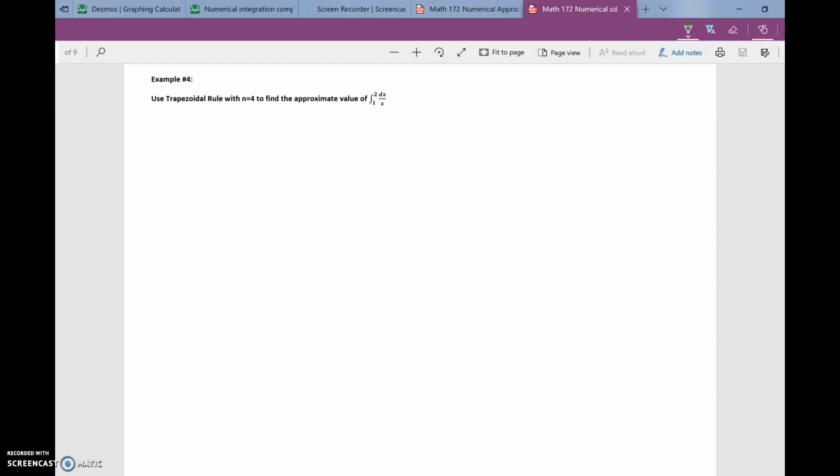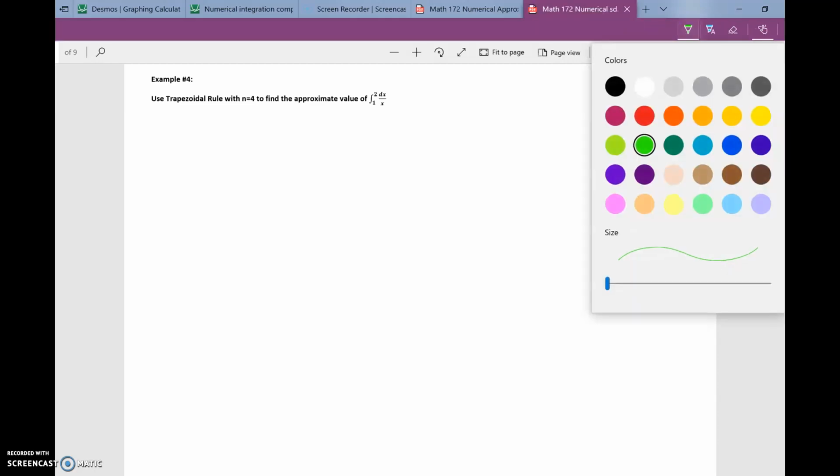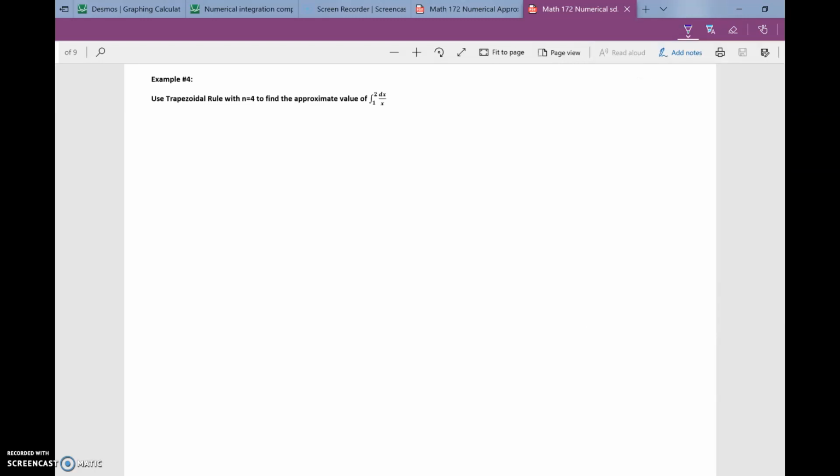Hi class, let's take a look at example 4. And let's first calculate the delta x. In this case, our delta x is b minus a divided by n. So good news, n is only 4, so it's not going to be that large. So technically 2 minus 1 divided by 4, or I'm looking at 1/4.